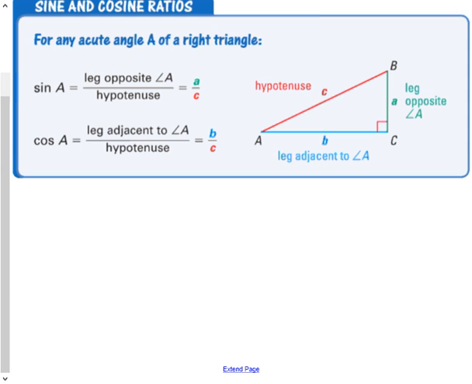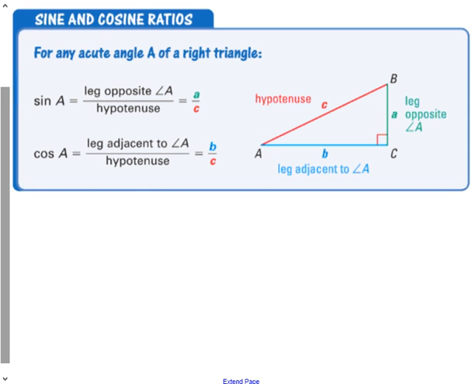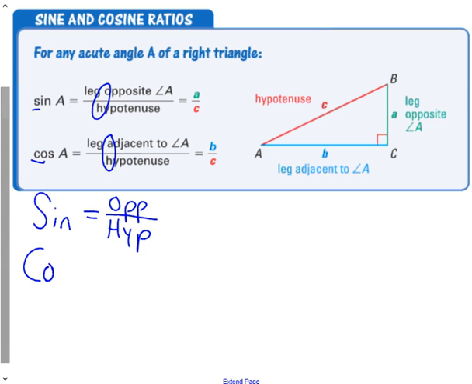So coming down here, sine and cosine ratios. For any acute angle A of a right triangle, sine of A equals opposite over hypotenuse. Cosine of A equals adjacent over hypotenuse. And last week I referenced SOHCAHTOA, and here's where it comes from. Sine equals opposite over hypotenuse. Cosine equals adjacent over hypotenuse. And tangent, which we already learned, is opposite over adjacent.